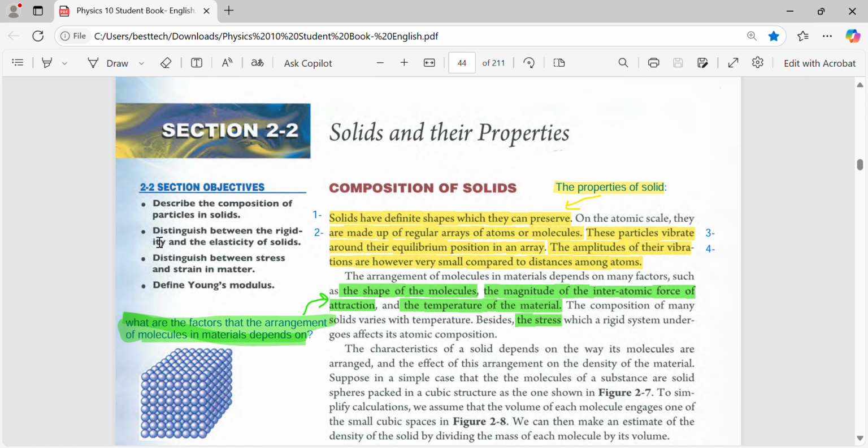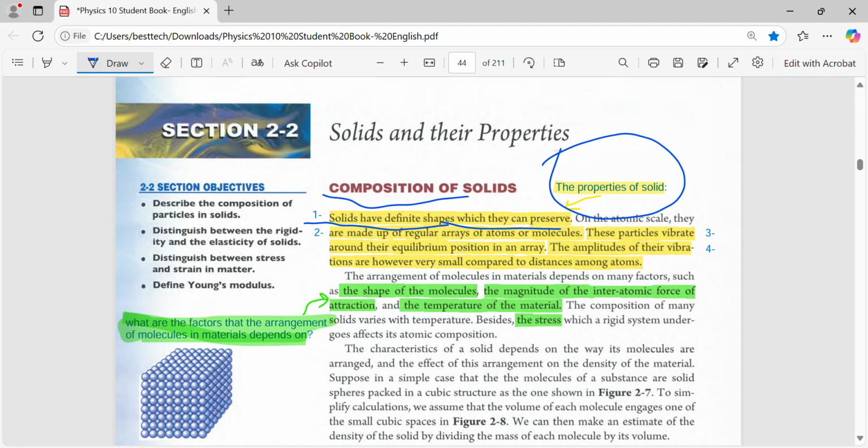Guys, first, the composition of the solid. I highlighted we have 4 properties. Look, it's written, the properties of the solid. As we explained in the previous lesson, the first property of solid is a definite shape. We said solids have a definite shape, and here is the same version again, that solids have a definite shape, which they can preserve. What does that mean?